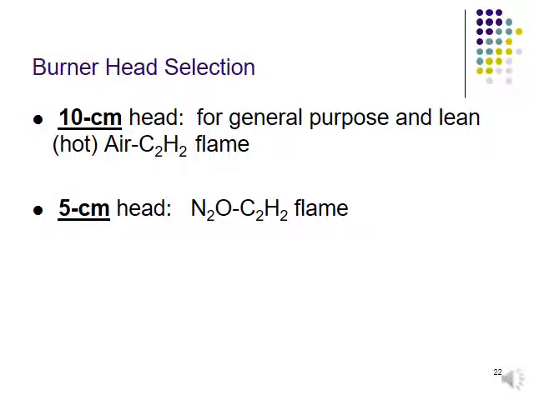Now we go to burner head selection. The burner head must be a 10 centimeter head or a 5 centimeter head, depending on what kind of gas mixture is used as the flame. For the 10 centimeter head, they will use a mixture of air and acetylene flame. For the 5 centimeter head, basically they will use nitrogen oxide gas and acetylene flame.